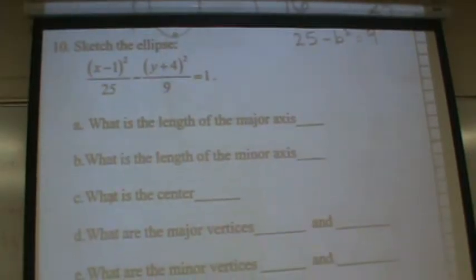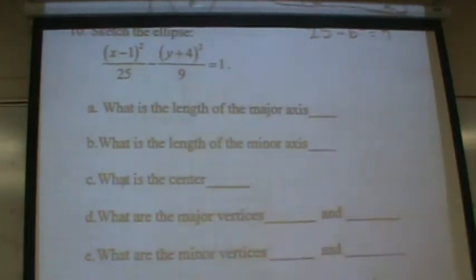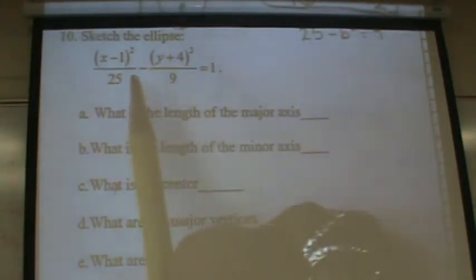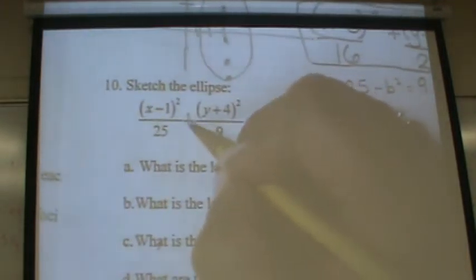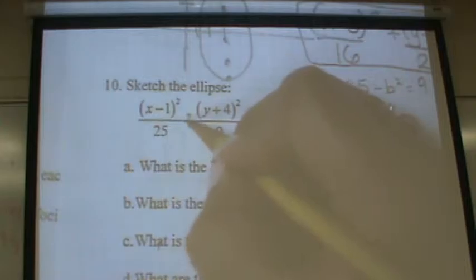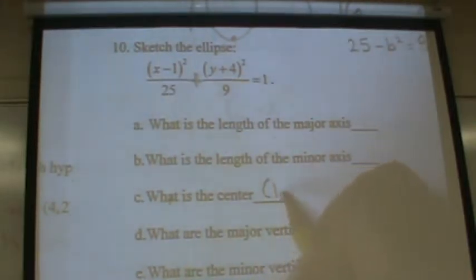Okay, next. Can you sketch this ellipse and tell me all of these items? Where is the center? 1, negative 4. Doesn't it have to be a plus sign though? Oh, yeah, that's a typo. Thank you for reminding me. That has to be a plus sign. So 1, negative 4 is your center. Please write 1, negative 4 for your center.